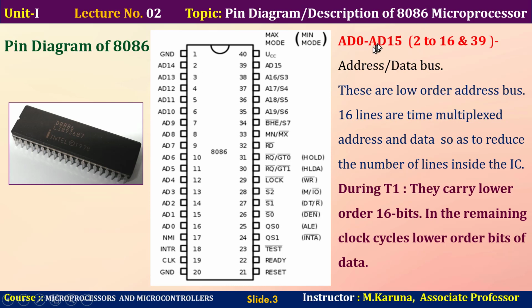These pins are AD0 to AD15. We can say these lines are address data multiplexed lines. To reduce the number of lines inside the IC, the pins are like this. Here a machine cycle consists of 4 time periods, T1, T2, T3, T4. During T1, these lines will carry the lower order 16 bits because 20 address lines are there. So out of 20, the lower order 16 address bits are transferred through these lines during T1. In the remaining clock cycles, data will be transferred.